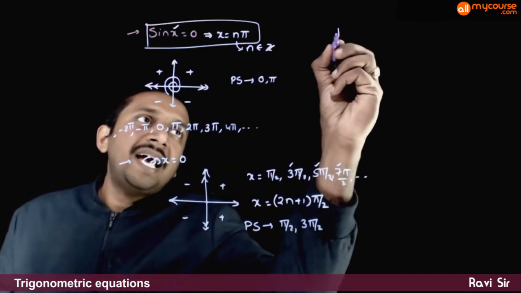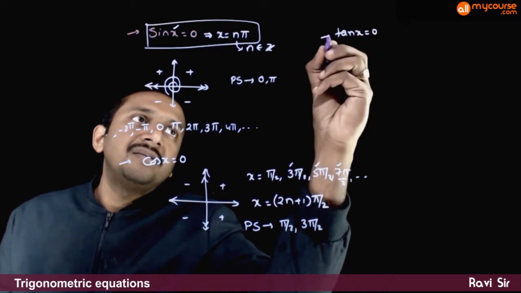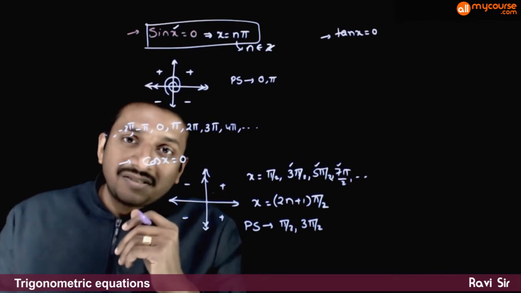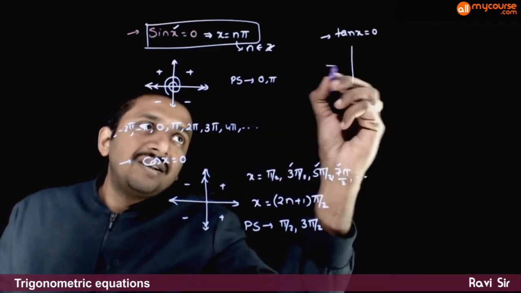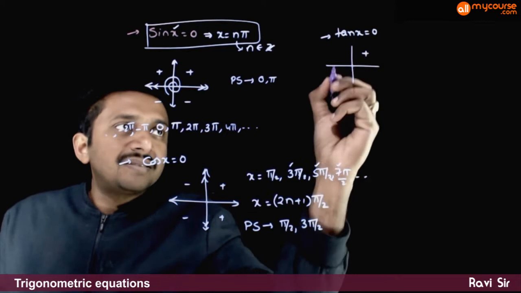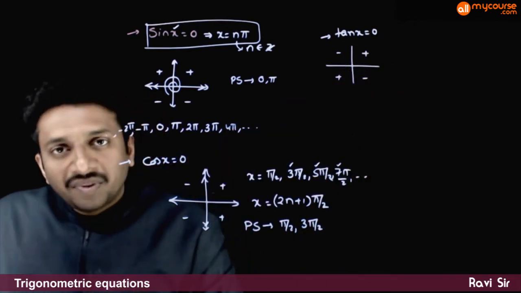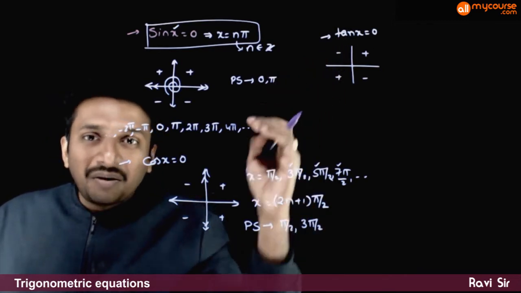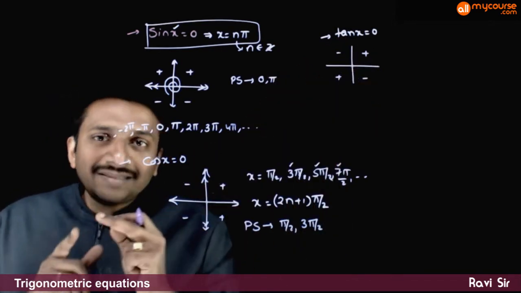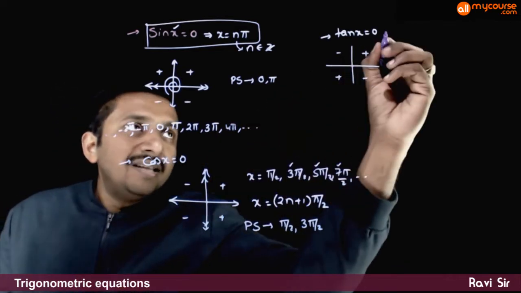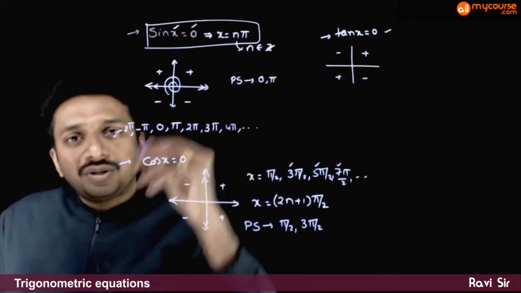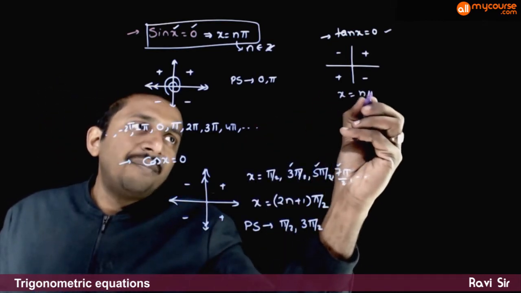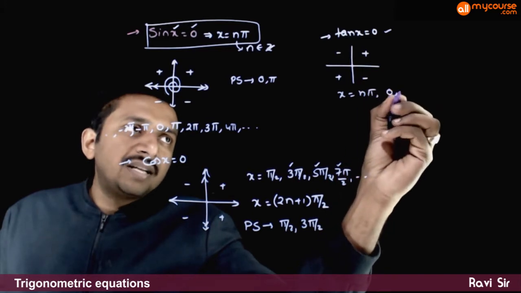Now let us take tan x is equal to 0. What is the solution of this? Again, what is the quadrant diagram for tan? Plus, minus, plus, minus. So where will tan be 0? We know that tan is sine by cos. So tan x is equal to 0 implies sine x is equal to 0. And the solution will be exactly same as the solution of sine x is equal to 0. Hence, the solution is x is equal to n pi, and the principal solutions are 0 and pi.